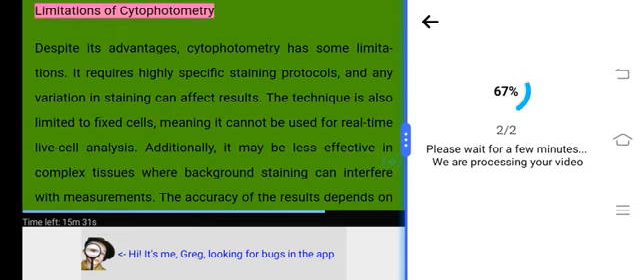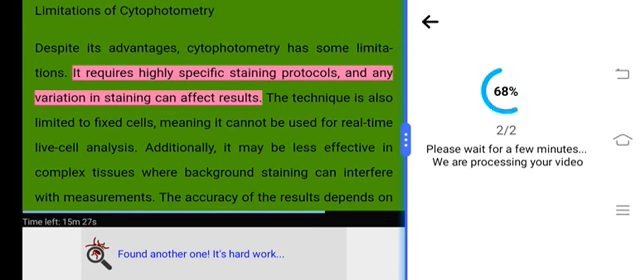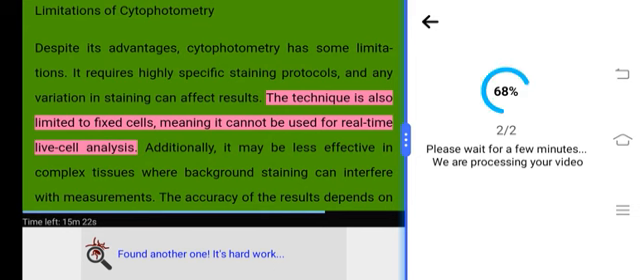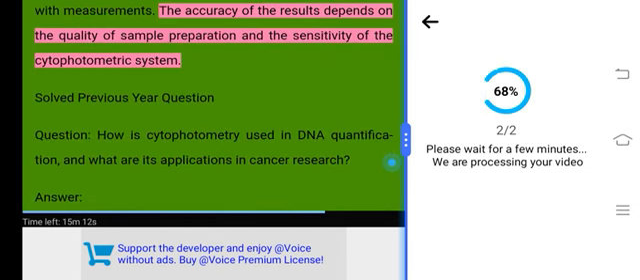Limitations of cytophotometry. Despite its advantages, cytophotometry has some limitations. It requires highly specific staining protocols, and any variation in staining can affect results. The technique is also limited to fixed cells, meaning it cannot be used for real-time live cell analysis. Additionally, it may be less effective in complex tissues where background staining can interfere with measurements. The accuracy of the results depends on the quality of sample preparation and the sensitivity of the cytophotometric system.